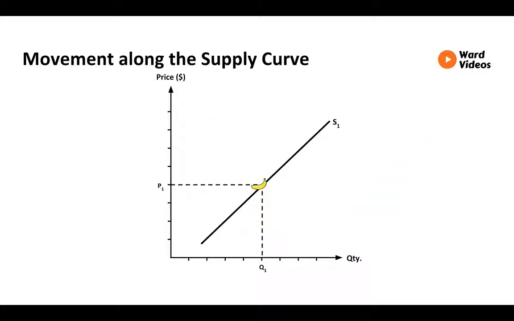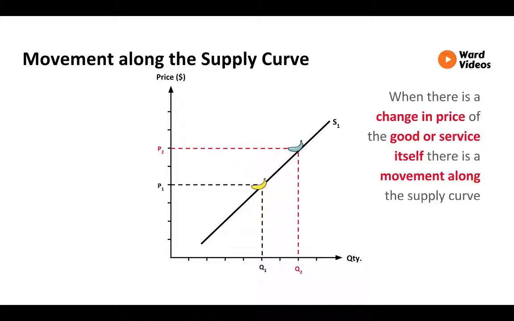Movement along the supply curve. So here is our supply curve from before. Now in economics, we don't often know the values, so we use pronumerals. In this example, at P1, i.e. price 1, the quantity supplied is Q1, i.e. quantity 1. Now, when the price of the good or service changes, there is a movement along the supply curve. So that if price increases to P2, then quantity supplied increases to Q2.